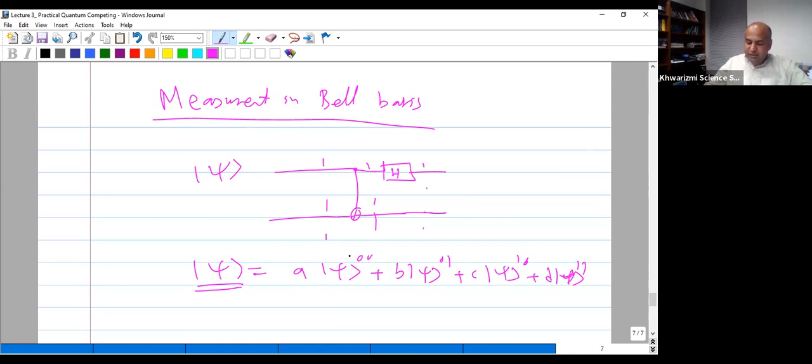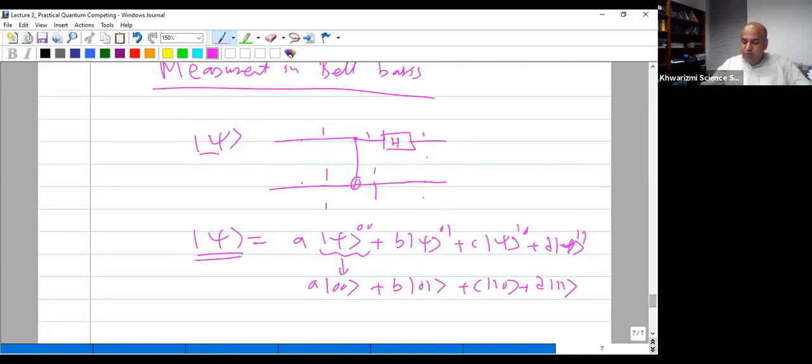Once we have this superposition, when this state passes through this circuit, this psi 0,0 part will be transformed to 0,0, this psi 0,1 state will be transformed to 0,1 state, this psi 1,0 state will be transformed to 1,0 state, and this psi 1,1 state will be transformed to 1,1 state. And now, once it passes through this, I make a measurement over here.